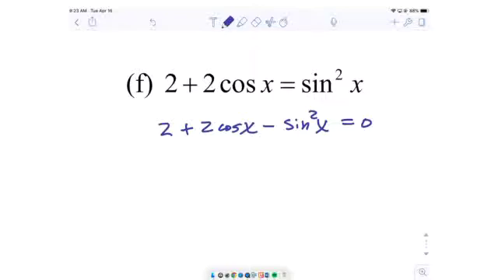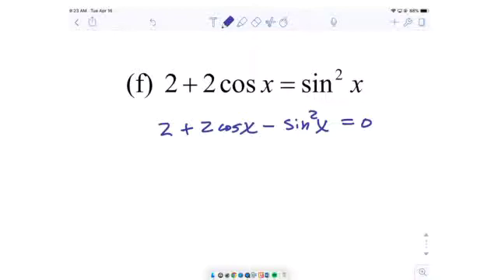Hey, we have everything on one side. Now we look for a common factor. Do we have one? We do not. Okay. But notice what we do have. We have a squared term, a non-squared term, and a constant. So it might be a factorable trinomial. But there's a problem. These two are not the same. If I can make them the same, then it might turn into a factorable trinomial.